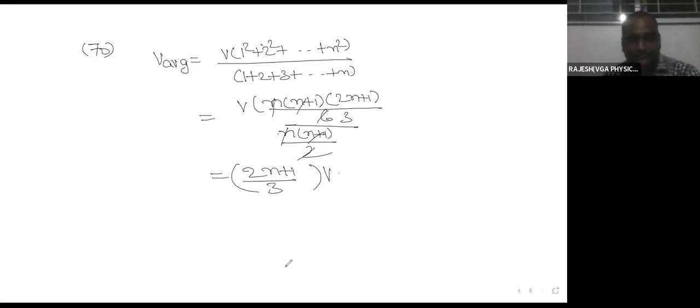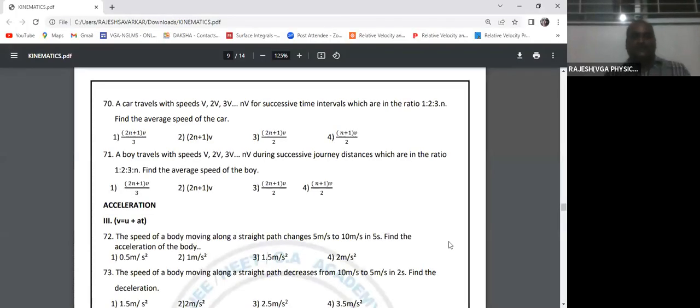Next question. A boy travels with speeds v, 2v, 3v, so on up to nv during successive journey distances, which are in the ratio 1:2:3:n. Find the average speed of the boy. So distances are given. What I have to write? Distance is 1 plus 2 plus 3 plus so on up to n. Times are distance by speed, no? 1 by v, 2 by 2v, 3 by 3v. That means I will always get 1 by v, 1 by v plus 1 by v, so on up to n. So it becomes n by v.